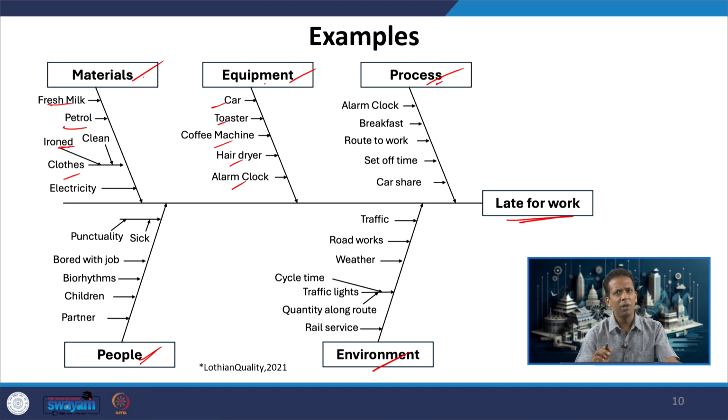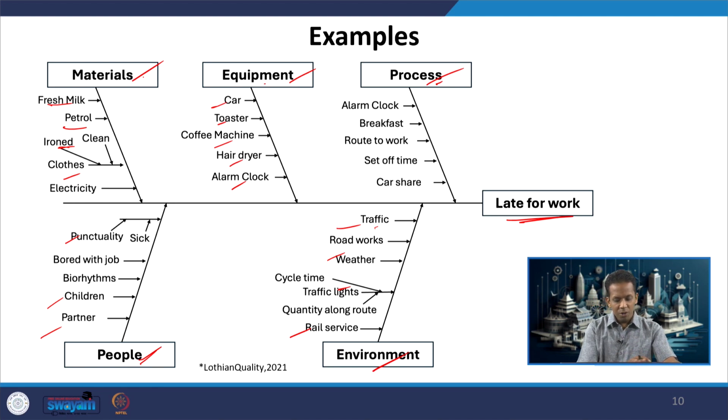So, there are different kinds of equipment which may contribute to that particular cause under that category. So, you list all possible equipment. Process: using the alarm clock, making breakfast, route to work, that is the decision that a person makes, like which route to take, when to start, whether to share the car with someone. All those things would fall under the process category. In environment, you have road works, potholes, weather, whether it was raining, whether there was a lot of traffic, whether the train service was running or not. Then people means the family members, children and some quality aspects or the welfare aspects associated with the human being who is going to do that activity.